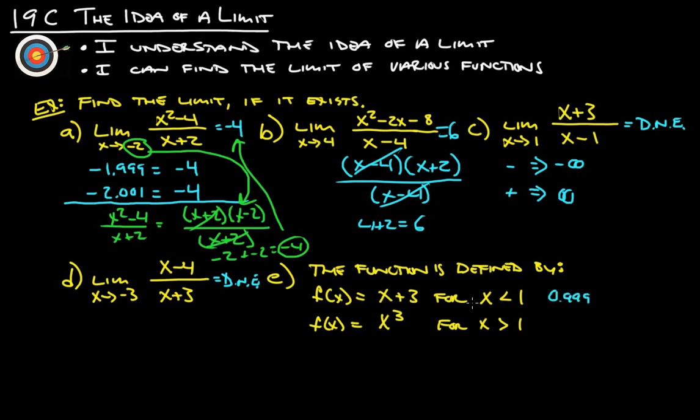So 0.999 plus 3 gives us 3.999. So it looks like we're approaching 4 on this one.